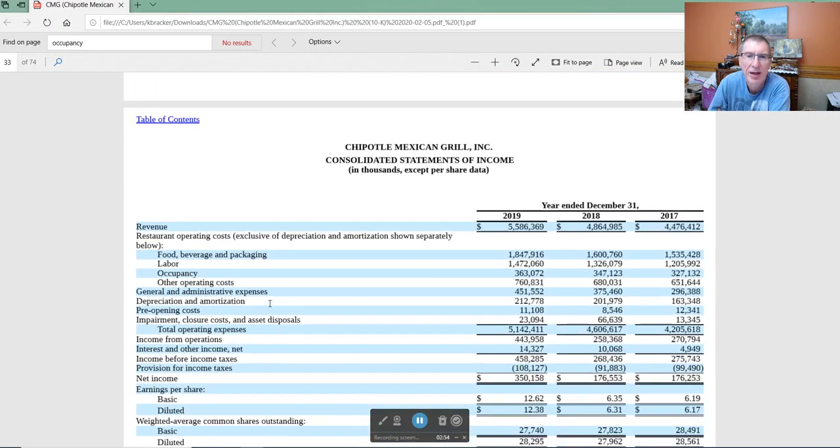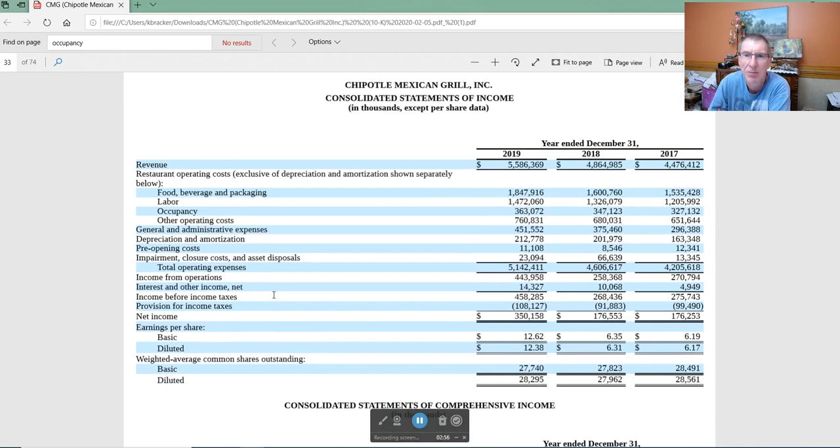So just scroll down and you'll see the income statement. Notice the top line is revenue. So if we go back to 2017, that is 4,476,412. But note that's in thousands. So really that's roughly $4.5 billion in sales, then $4.9 billion in sales. And then in 2019, they had $5.6 billion in sales.